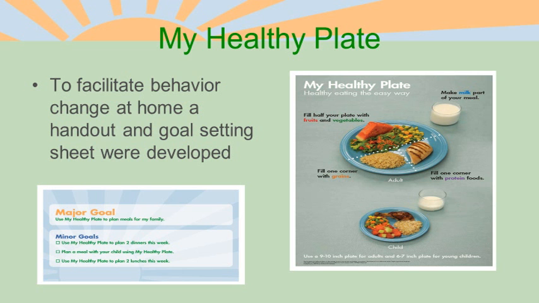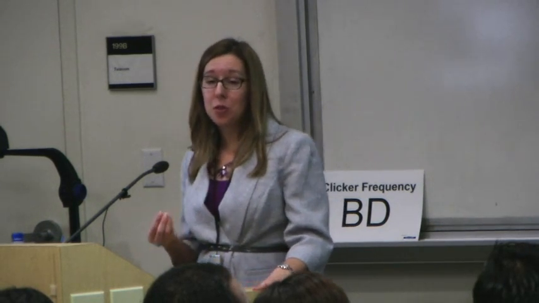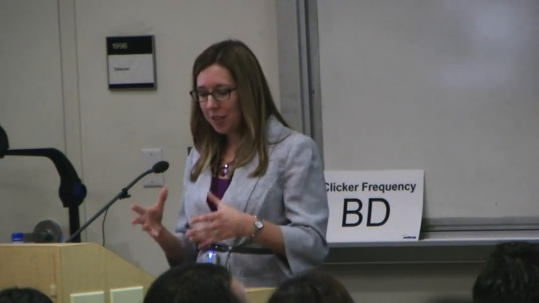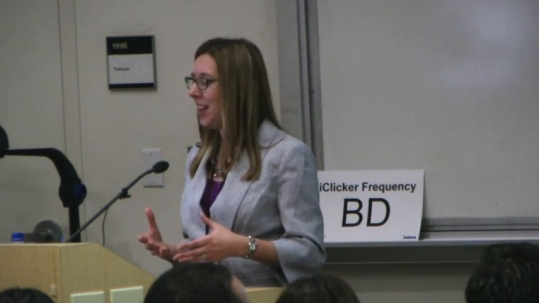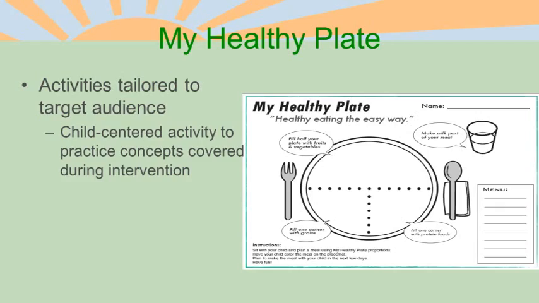So besides the paper plate, they had a handout, they had goal sheets and things that they could do, as well as an activity that they could do with their preschool age children. So parents told us that when they tried to make the kids' lunch or dinner plates look like my plate, the kids thought it looked weird or strange. And so doing an activity where the kids could participate, color in what they would like to see, and then the parents actually prepare that meal helped with some of those transitions too.